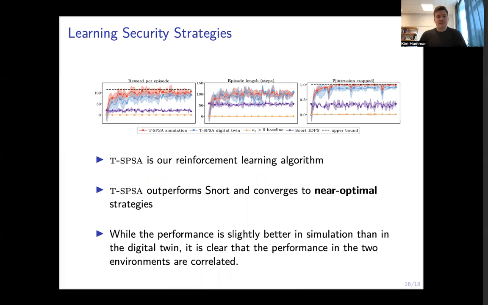The first thing that we can note is that our method converges to very near optimal performance, which is shown here by the dashed black line, which gives an upper bound. Second, we note that our method greatly outperforms the baselines on all metrics. And third, and I would say the most important thing to note here, is that the performance of our method in simulation, which you see in red, and the performance in the digital twin, which you see in blue, are very close. This is a sort of receipt indicating that our framework is really working.